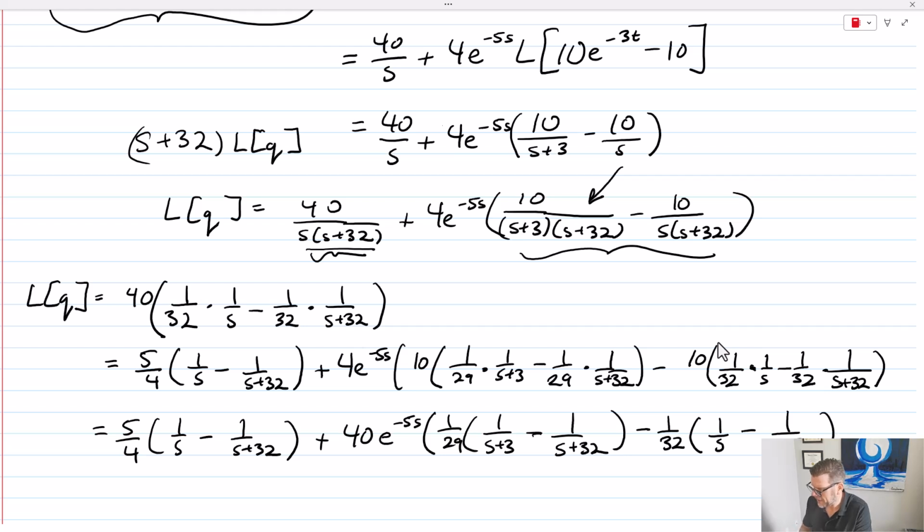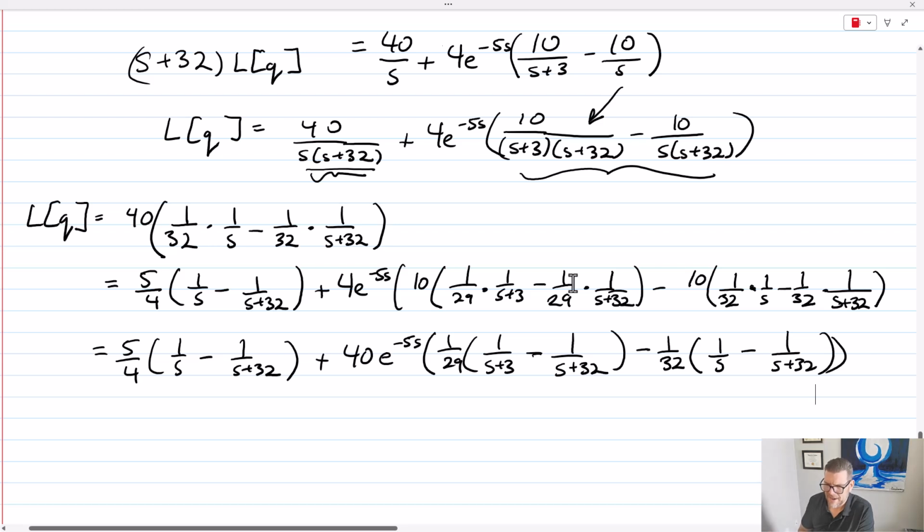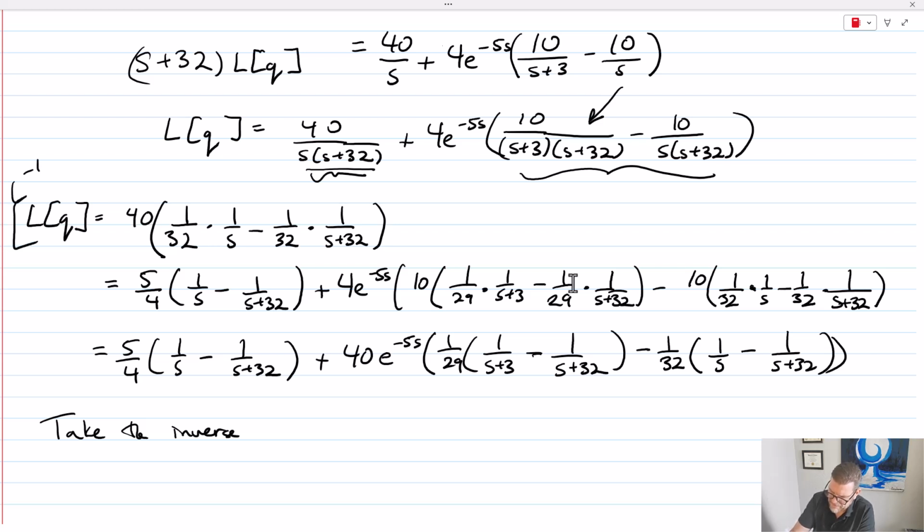I suppose we could combine some of these fractions. I'll let you do that on your own. And so now what we get is something that we can go in and find the inverse Laplace transform for. So I'm just going to write "take the inverse" rather than writing out all of that notation. It's a lot to write L inverse for all of this. Basically, you're going to take L inverse of this side, and we're going to take L inverse of this side. There we go.